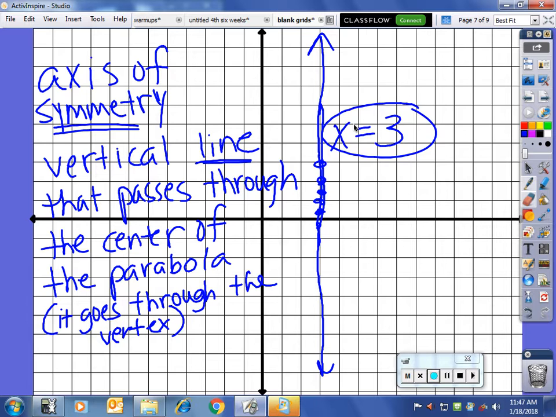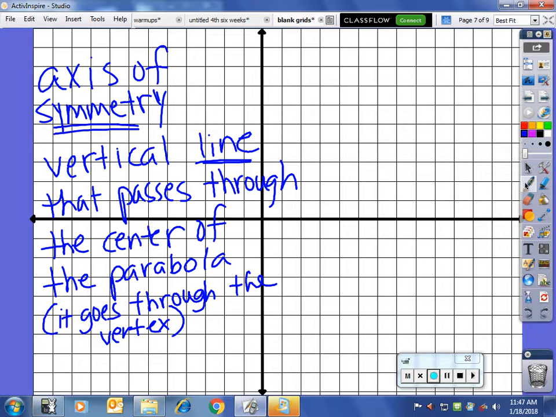Now, if I asked you to give me the equation of this vertical line and you tell me 3, guess what I'm going to tell you? Wrong. That's not an equation. That's a number. You have to have the x equals. You have to. All right. What's this vertical line? X equals 1. What's this special vertical line right here? Yeah, that's the y-axis, which actually has the equation of x equals 0. Okay, so you write the axis of symmetry as an equation of a vertical line.